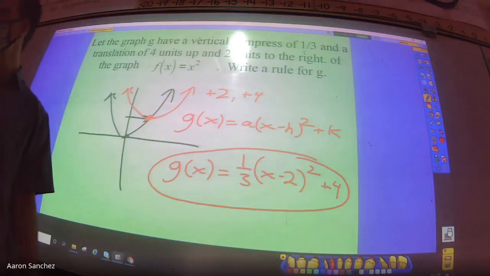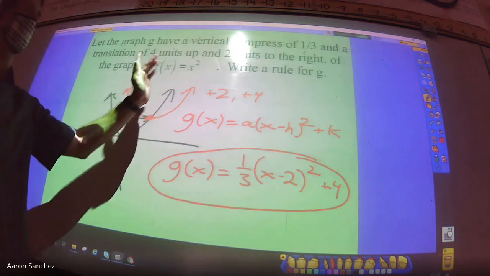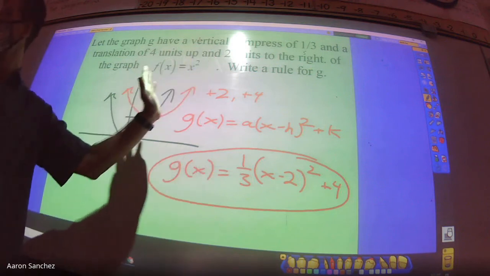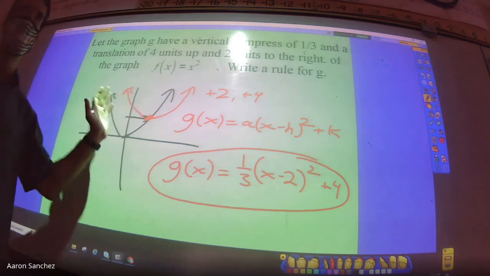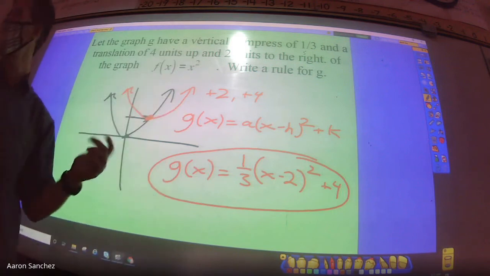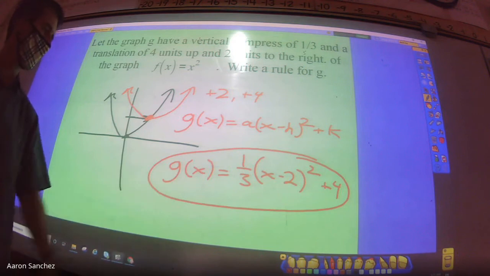What's confusing to me is when they say 2 units to the right. That confuses me because I don't know if that's a plus 2 or I have to really draw it out for myself. If plus 2 goes this way, then it should be a minus 2. That could be confusing for me. But there's your answer. That's it. That's done.